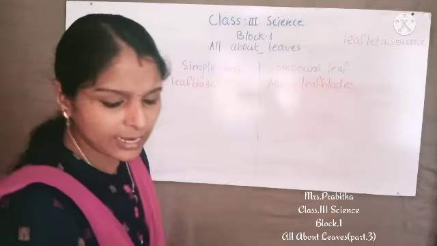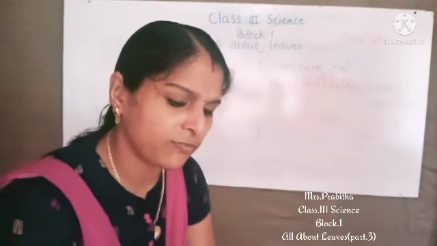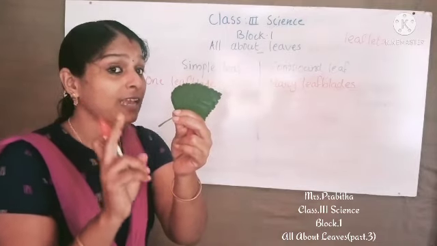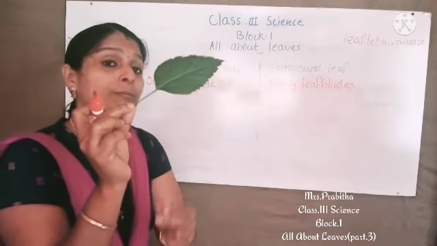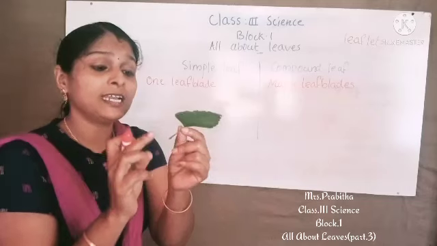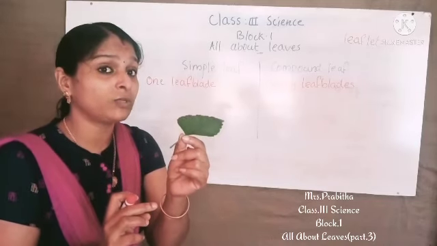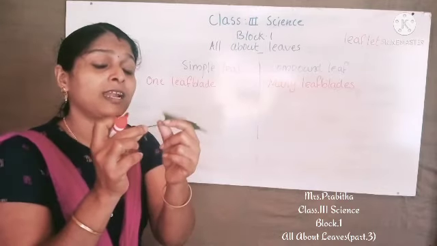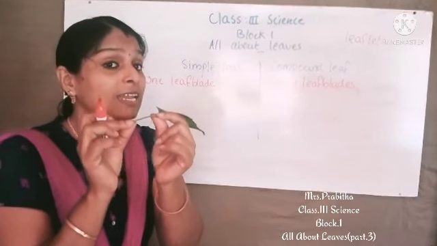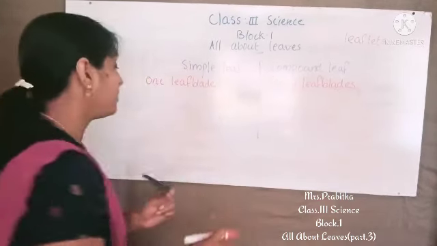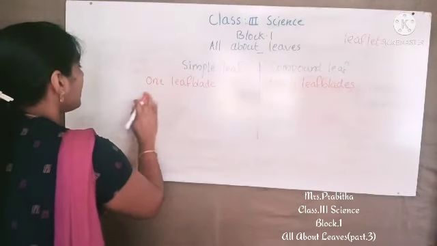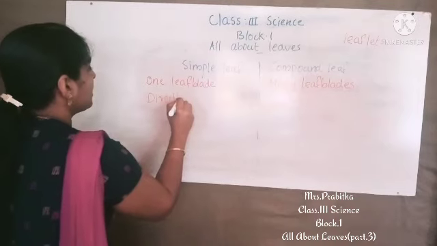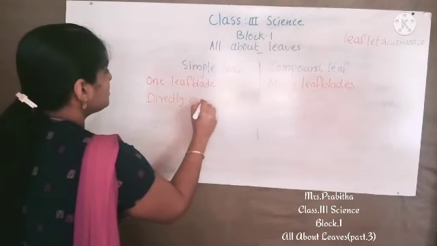Now see, children, how is the simple leaf? Look, in a simple leaf, the leaf is directly connected to the stem. We already studied which part of the leaf connects the leaf to the stem. Yes, it is the stalk we studied. So see, children, a simple leaf is directly connected to the stem.